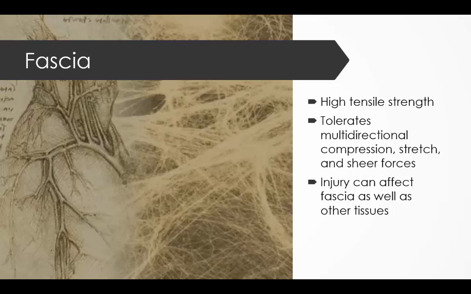Fascia is far more than just a supportive, springy wrap, though. It contains blood vessels and sensory receptors. Fascia has between 6 and 10 times more nerve endings than the muscle. Fascia also contains its own smooth muscle cells, which are thought to contribute to fascial contractility.